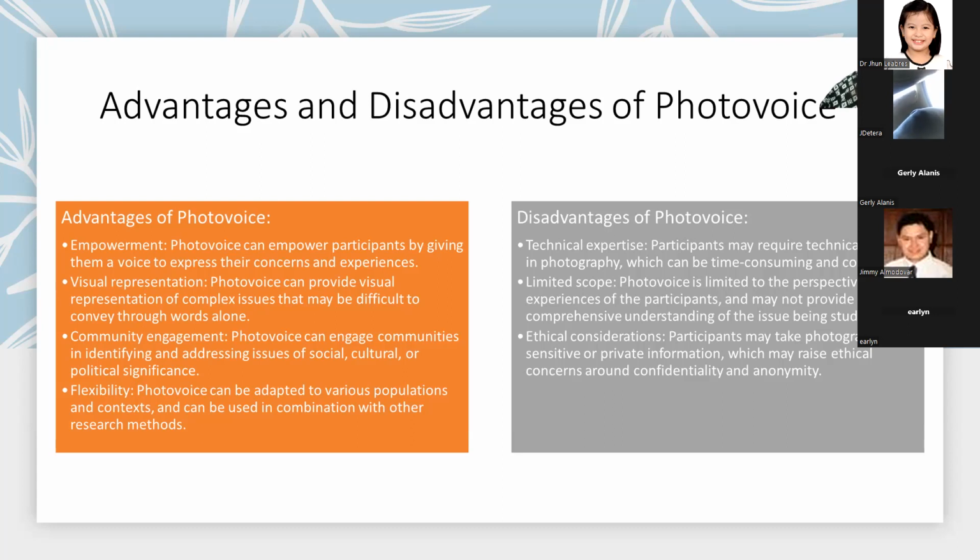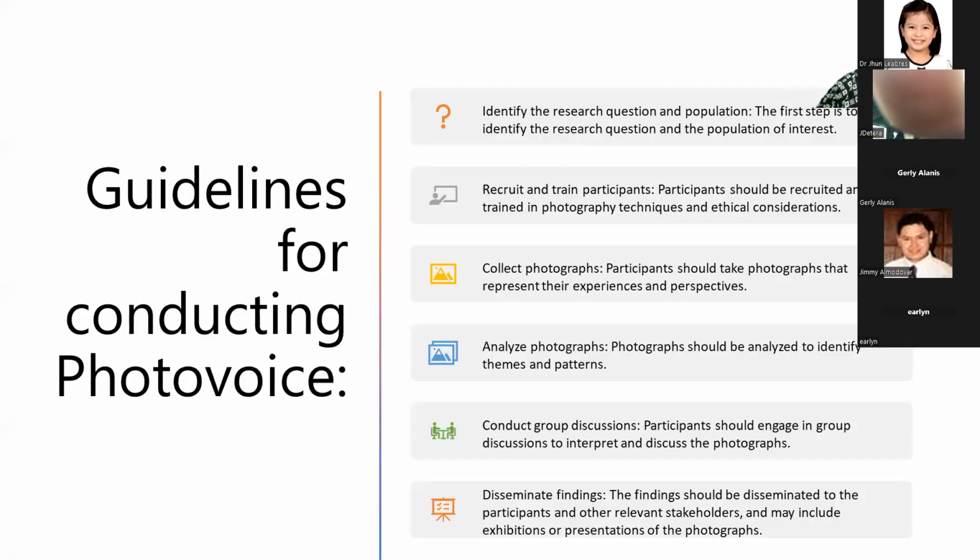Okay. Then the ethical considerations, because sometimes they may take pictures of a person and that is private. So it's prohibited. So like what I said earlier, the children eating in the garbage. So what's something you can do? You cover the eyes or you blur the face.